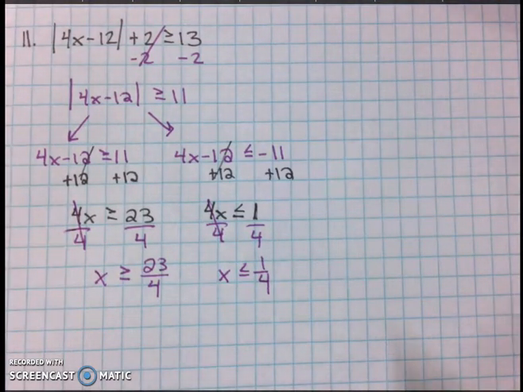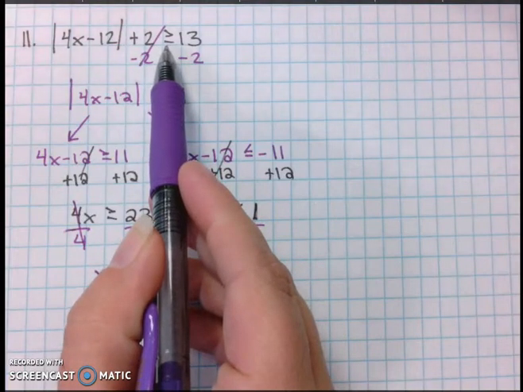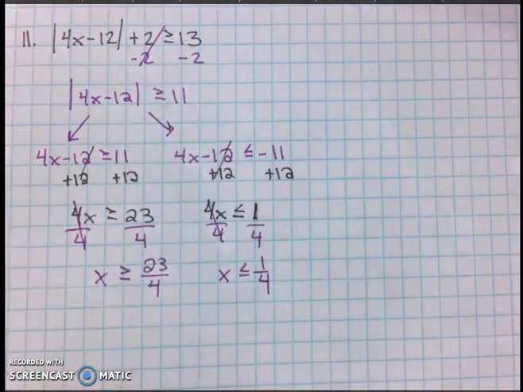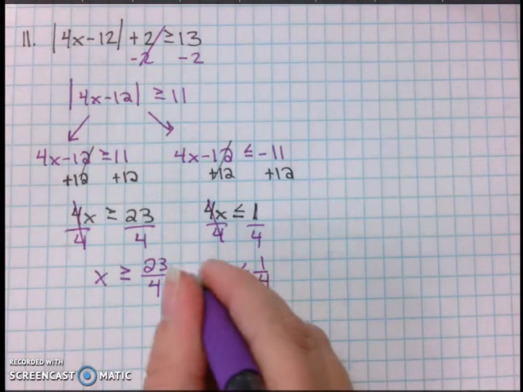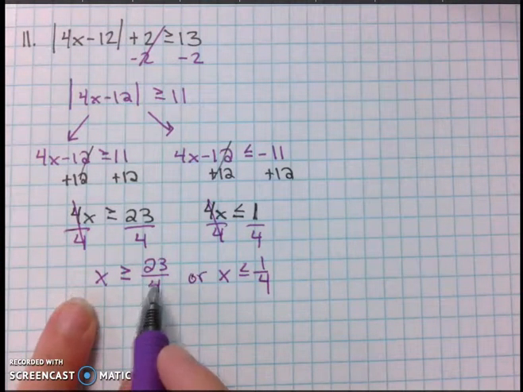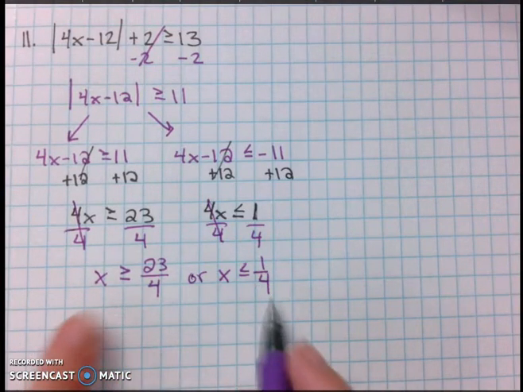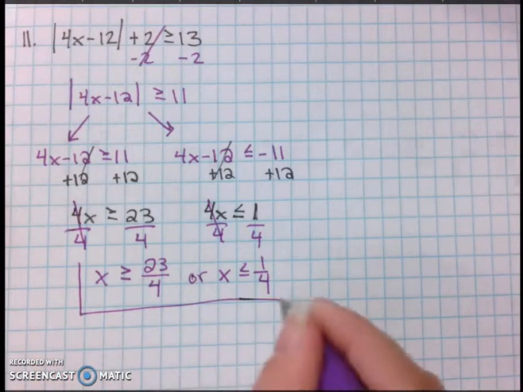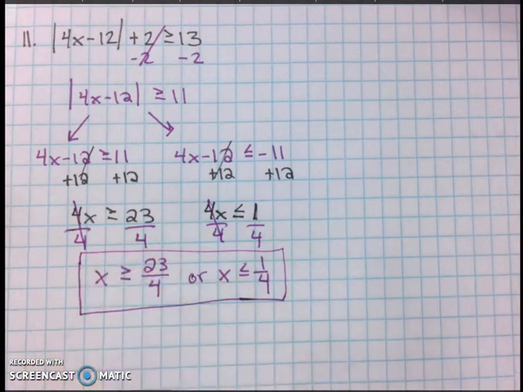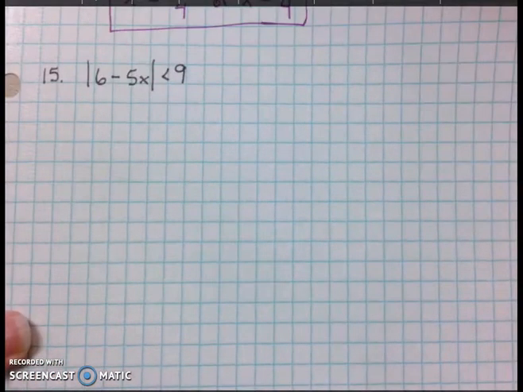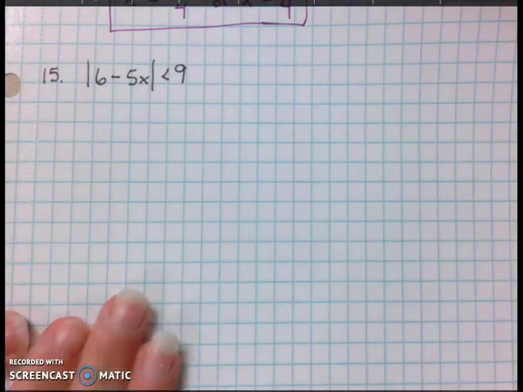So look back at the original problem. Is this an and or an or? And we learned that if it's greater than, it's always going to be an or problem. So I'm going to put an or here, and you can check. If x is bigger than 1/4, x has to be greater than that, or less than 1/4. You can't have both of those. So I also see with that it's an or problem. So number 11 you didn't have to graph, but number 15 you do.